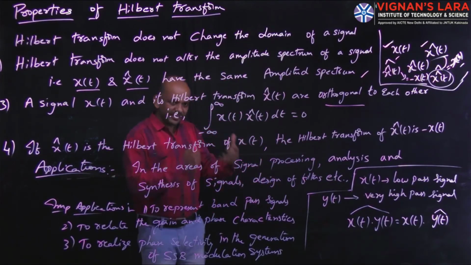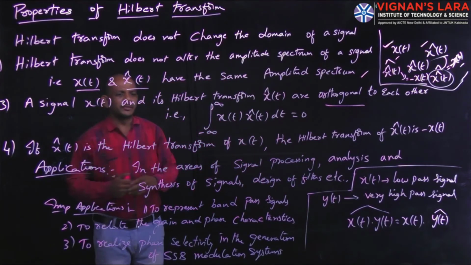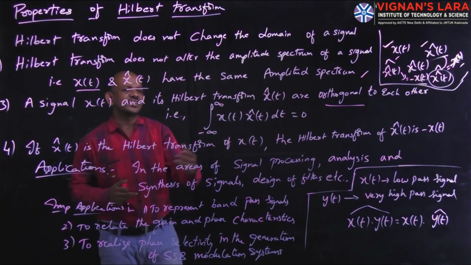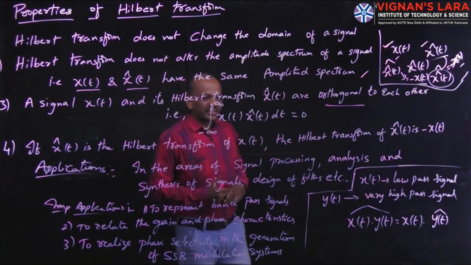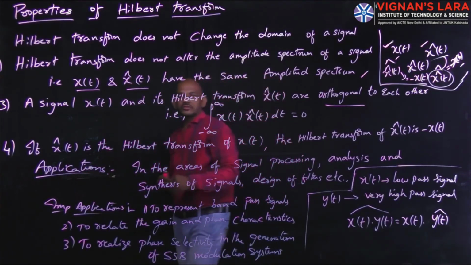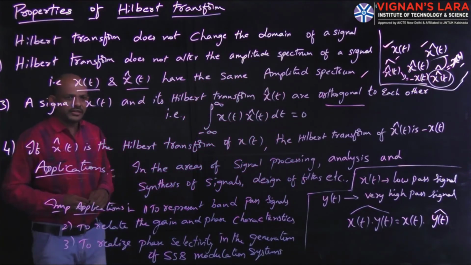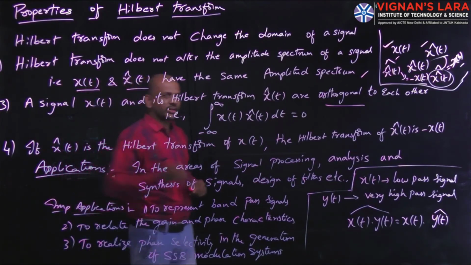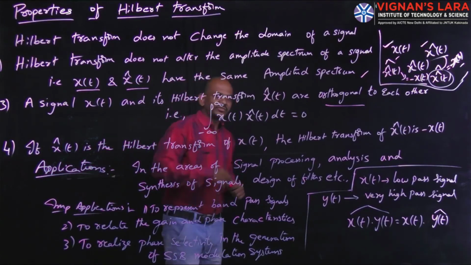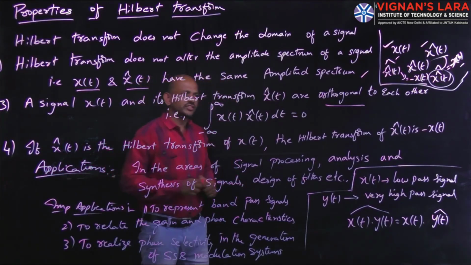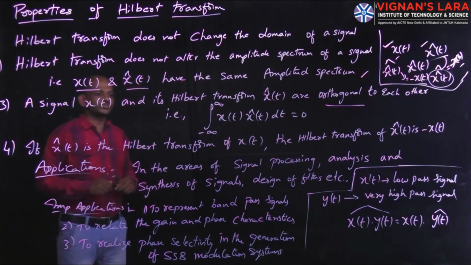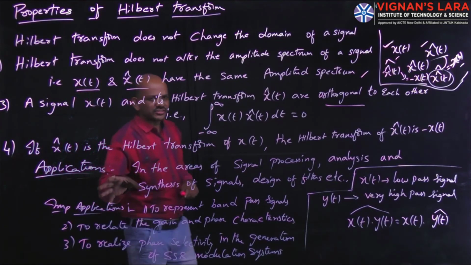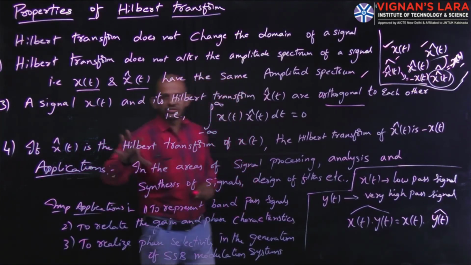Whenever we want to design a filter, we have to use this Hilbert transform, or if we want to either analyze the signals or synthesize the signals, we will use this Hilbert transform, and in signal processing also we will use this Hilbert transform. So these are the areas where we find the applications. Okay, so the Hilbert transform will have a wide range of applications in the areas of signal processing, analysis and synthesis of signals, and design of filters. Now I will give you some important applications where we use this Hilbert transform.